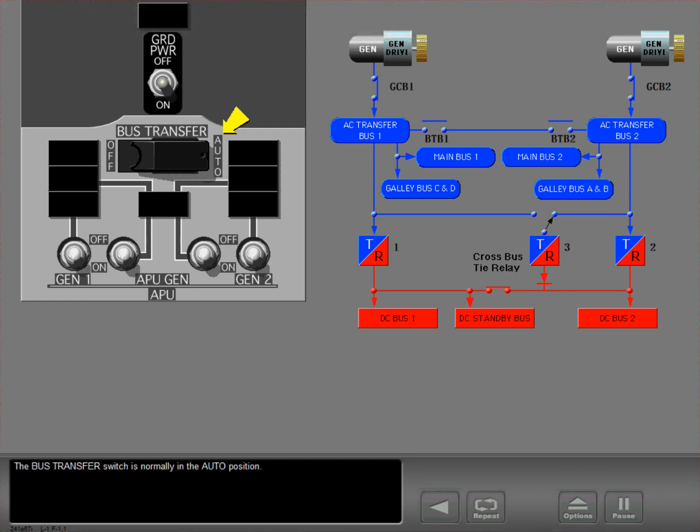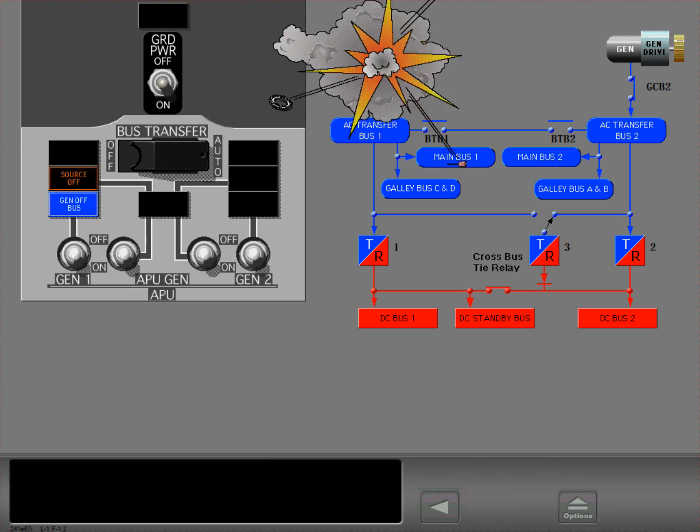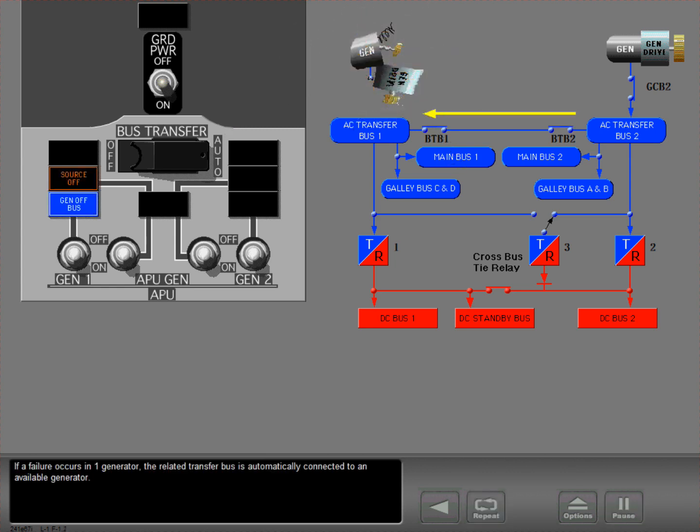The bus transfer switch is normally in the auto position. If a failure occurs in one generator, the related transfer bus is automatically connected to an available generator. The off position is used during non-normal operations.